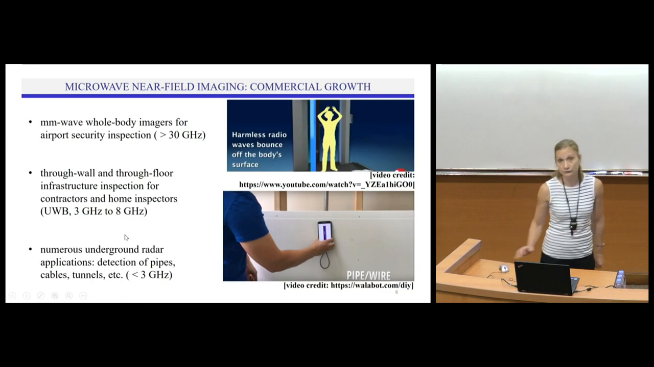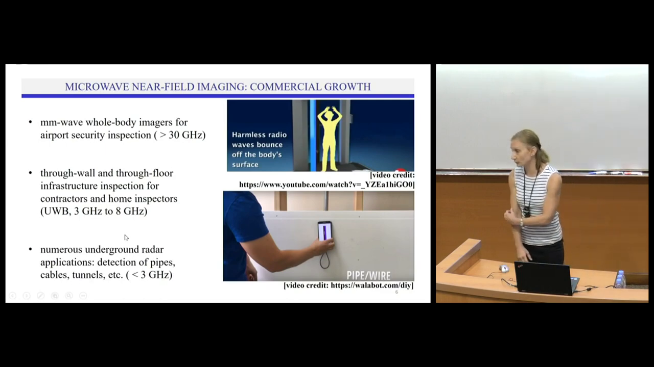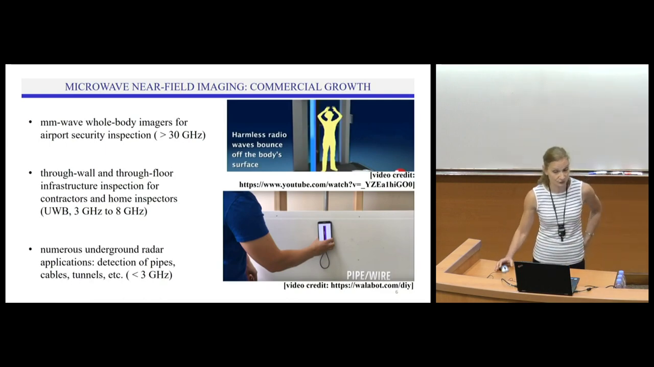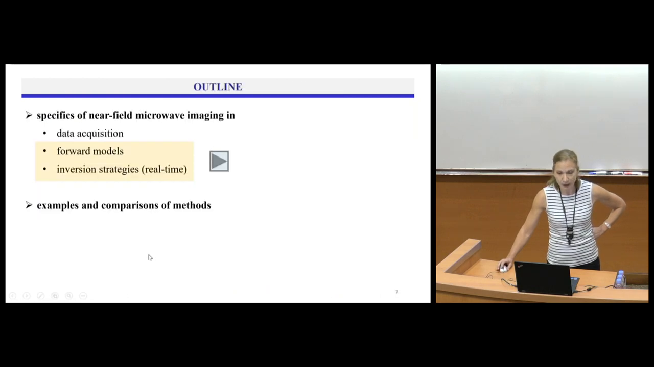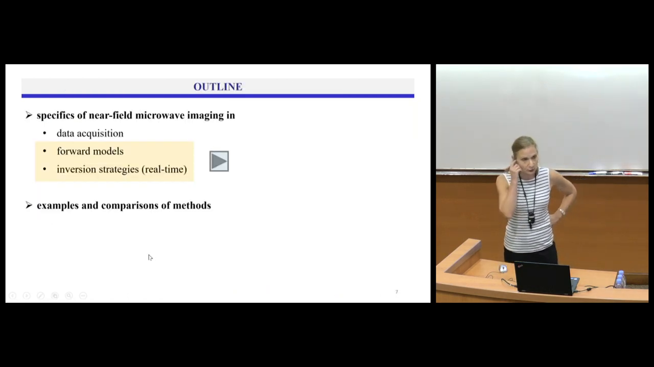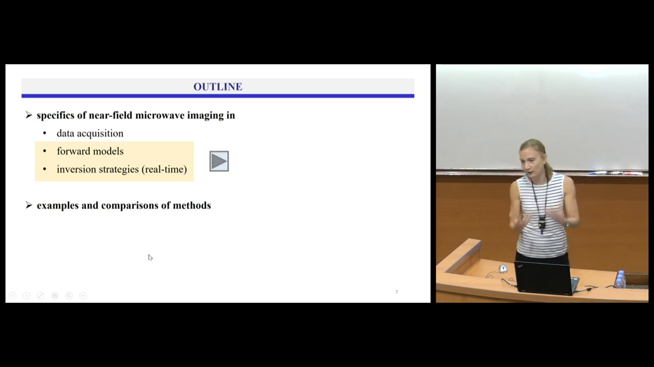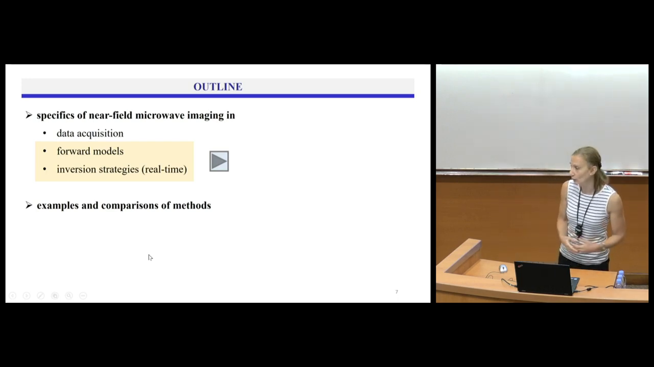Of course, underground radar has been available now in the commercial world for the last 15 years or so, and they can image pipes and infrastructure in the ground as deep as 1 meter. So how does microwave near-field imaging work, and what are the challenges that we still need to overcome?